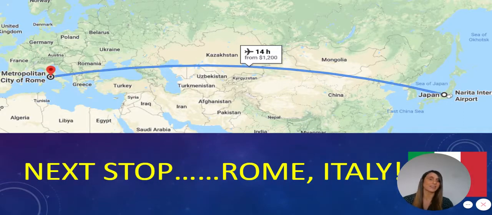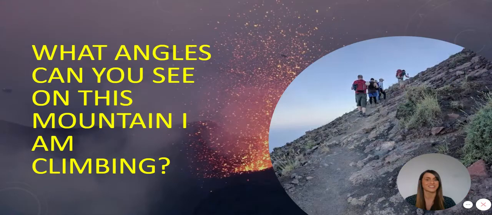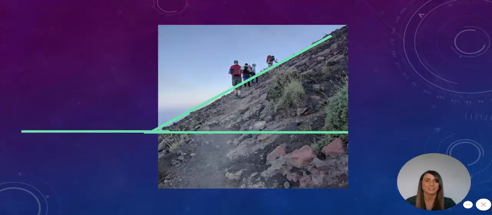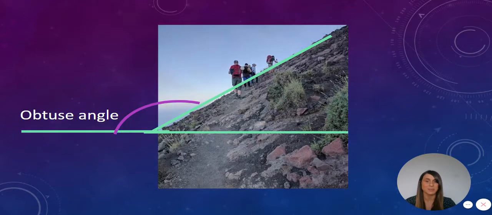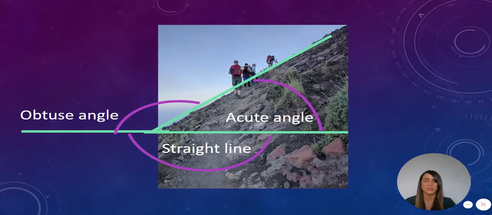Next stop is Italy, a 14-hour plane ride. So we're going to climb a mountain and discover what angles we can see in this picture here. Again, I want you to press pause for some thinking time. You can draw your angles on your bit of paper. You can name what they're called and share with the people around you. So you may have found these angles, some obtuse angles, some smaller angles called acute angles, or some larger ones called straight lines. A flat ground below.